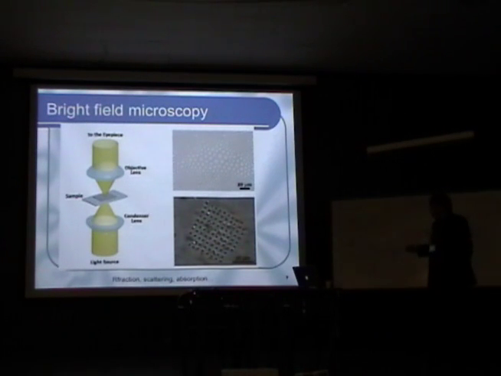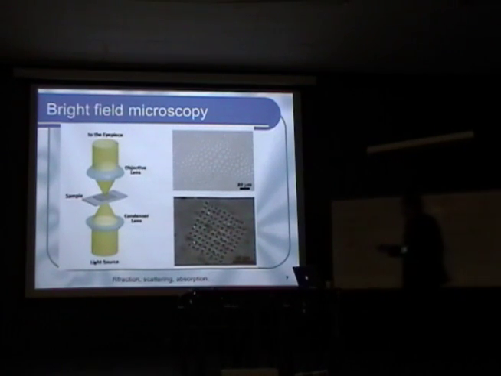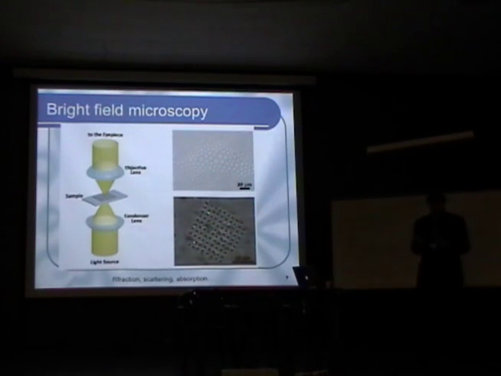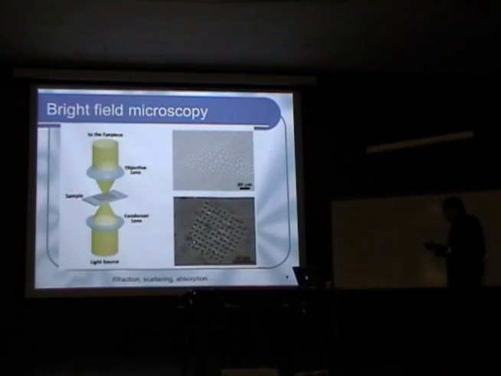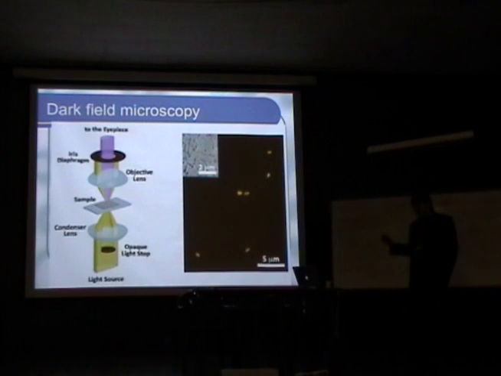So in the imaging systems of the simplest optical microscope, the objective lens and the condenser lens can have different or the same numerical aperture, and the optimum imaging conditions can be achieved by using the so-called Köhler illumination approach. The other imaging approach is the so-called dark field microscopy, right? So let me explain how it differs from the bright field microscopy that we just discussed previously.